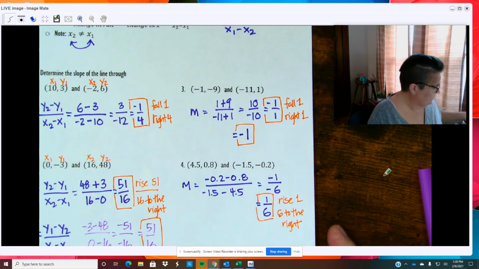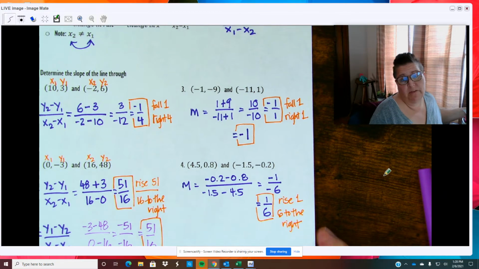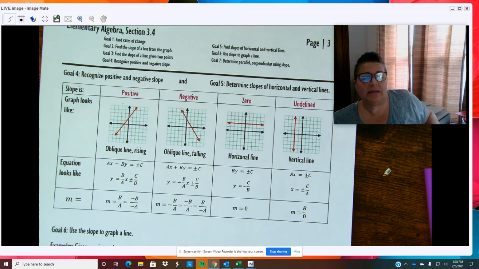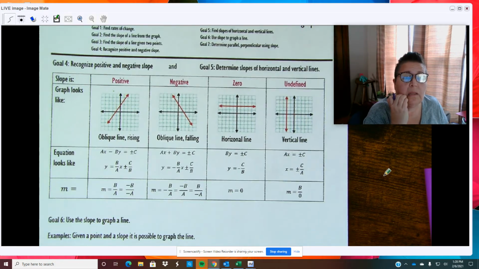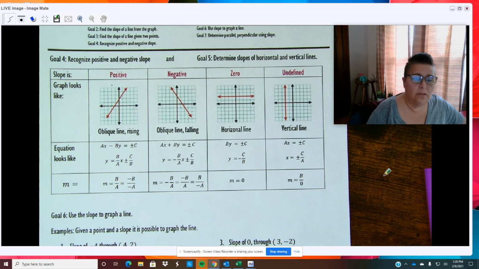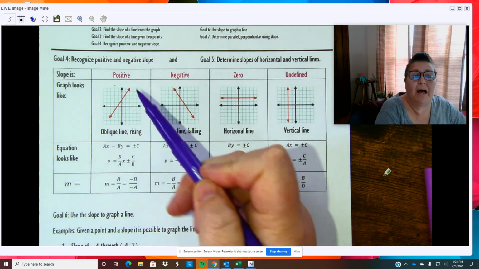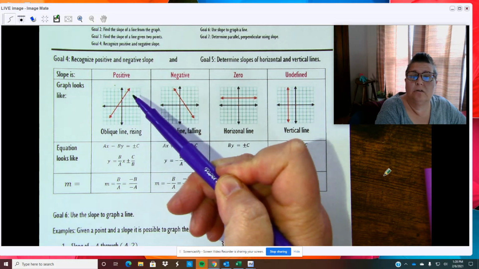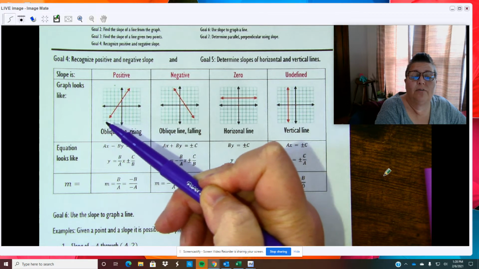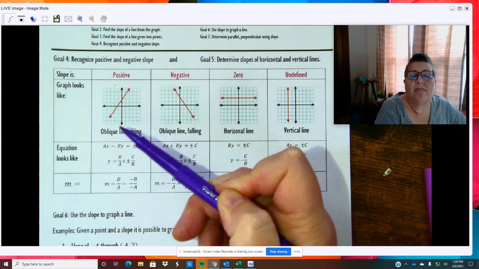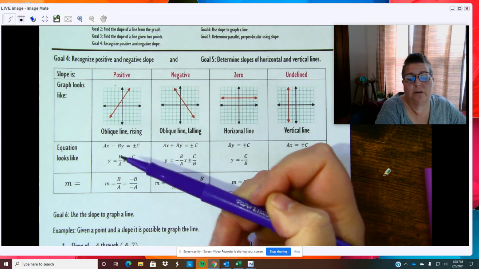Okay. So we have found the slope of a line with a graph, and we've practiced finding the slope of a line with 2 points. Now we want to talk for a minute about the different types of slope. There are 4 different categories for slope. The first slope is known as a positive slope. This will happen if your line is oblique and rising. So if from left to right, your line is oblique and rising, that is considered to be a positive slope.